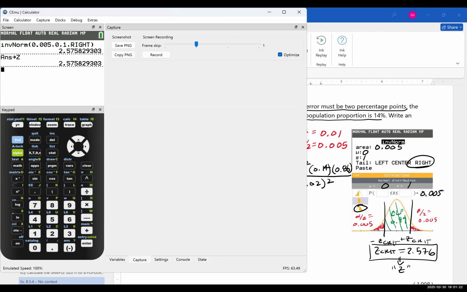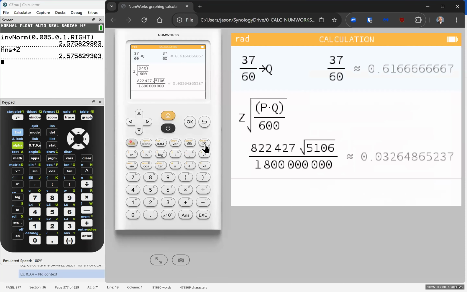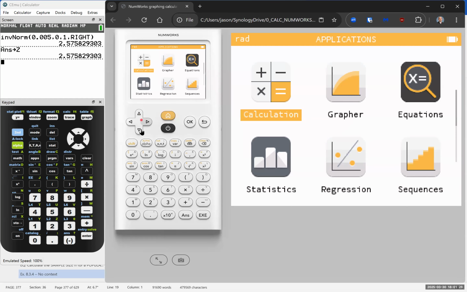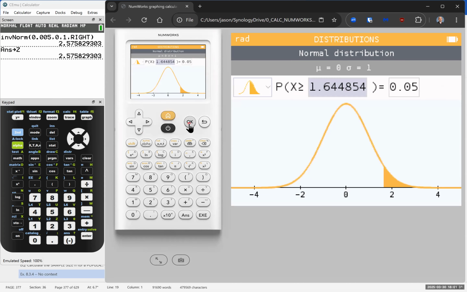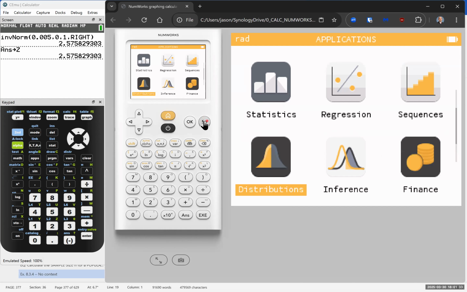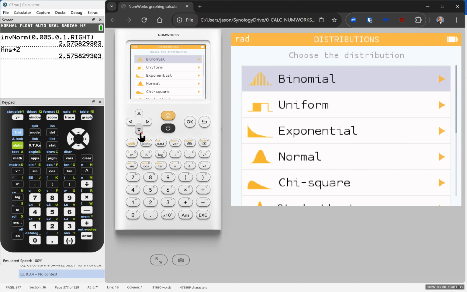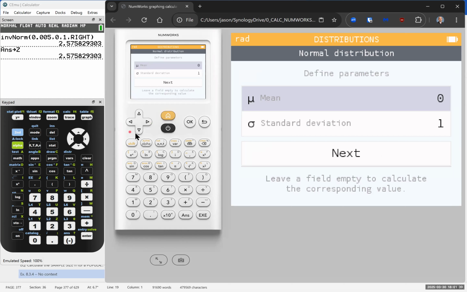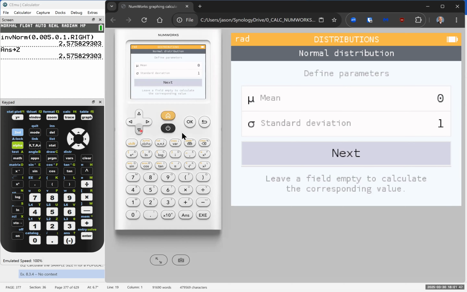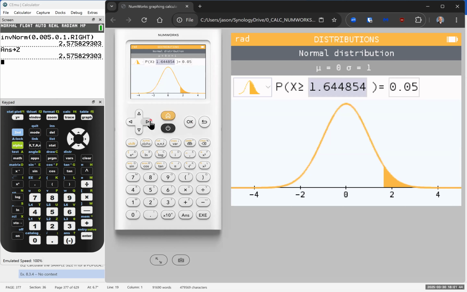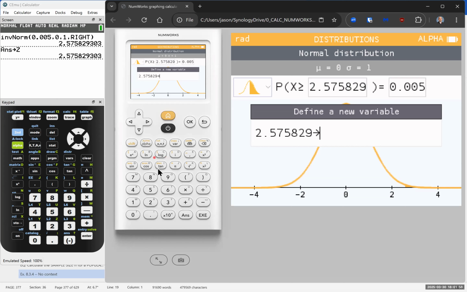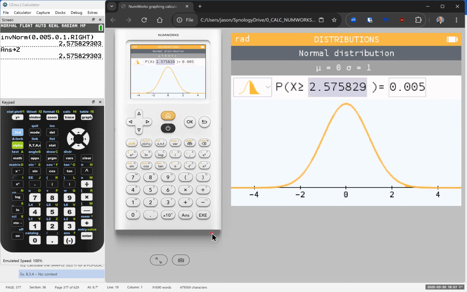Okay, let's do this over here on the NumWorks. Let me hit the home button, go to distributions. We're going to go to normal distributions because that's what we use with proportions. Mean of 0, standard deviation of 1. Area to the right. We want an area of 0.005. That gives 2.576. So we'll take this and store it in variable Z, like that.